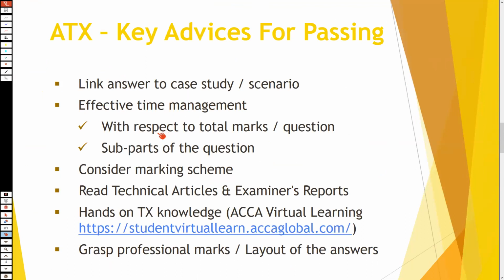But as we are talking about the key advice for passing ATX, the second point is effective time management with respect to two things. With respect to total marks per question, as I have guided you, if you are solving a 35 mark question, 35 into 1.8 gives you the total time for doing the question. 1.8 minutes into a 25 mark question, you would get 45 minutes to solve the second question. It means you have to restrict yourself. If you have spent 45 minutes on question number 2 for 25 marks, and if you are unable to complete the question in the required time, stop that and move towards the next question. Do not waste your precious time on doing the same thing which you are unable to do in the required time.